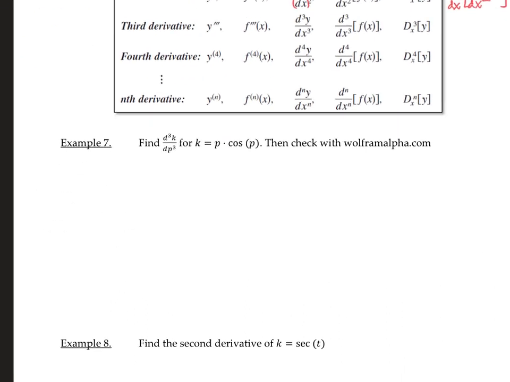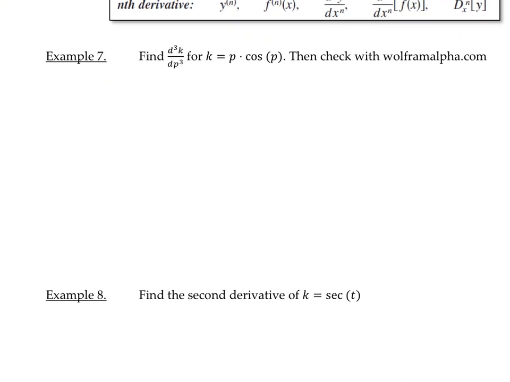So example 7, we are going to find a third derivative of this k, and this k function has a product, and then we'll check with Wolfram Alpha. So we need to take the derivative 3 times. If I want to take the first derivative, I just go ahead and do the regular product rule. So in our product rule, remember we're adding, so much like the quotient rule, we have 2 parentheses, but we add instead of subtract. So I have first, derivative of cosine is negative sine, plus second, which is cosine, derivative of p with respect to p is 1.